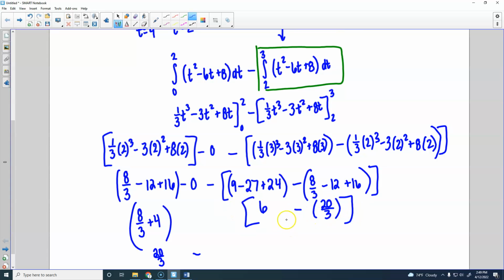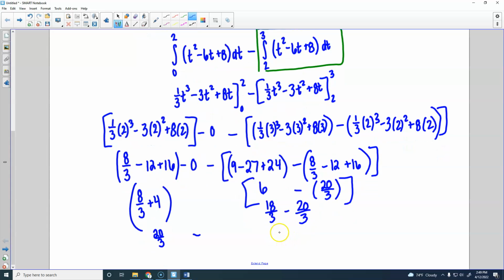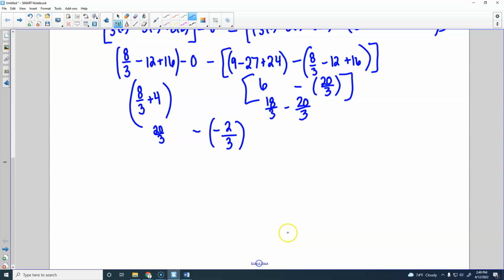So we got 6 minus 20 over 3, which is going to be 18 over 3 minus 20 over 3. So we end up with negative 2 over 3. And then because we have minus a negative, because we got this minus right here, that ends up giving us 22 over 3. So 22 over 3.